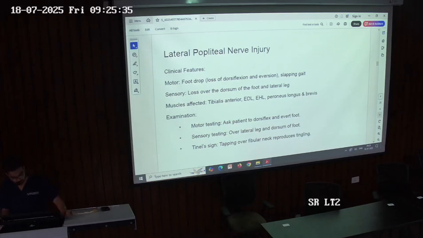I would correct myself. We won't be able to do the dorsiflexion. Like this will be the dorsum, right? This is the dorsal part. So we won't be able to do the dorsiflexion, and the foot will be in the plantar flexion position. So we'll have loss of dorsiflexion, and there is the classic presentation when the patient walks, right? As the foot will be in plantar flexion.